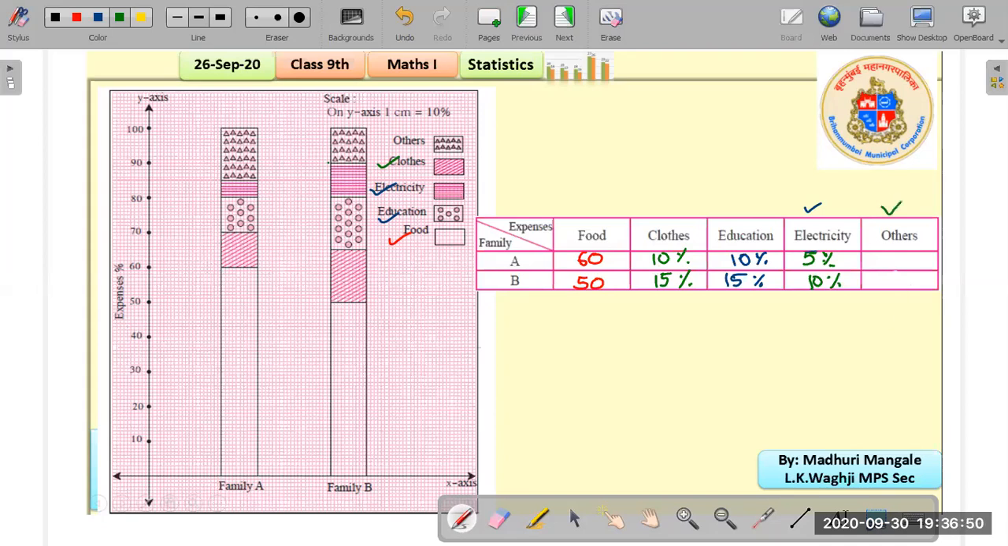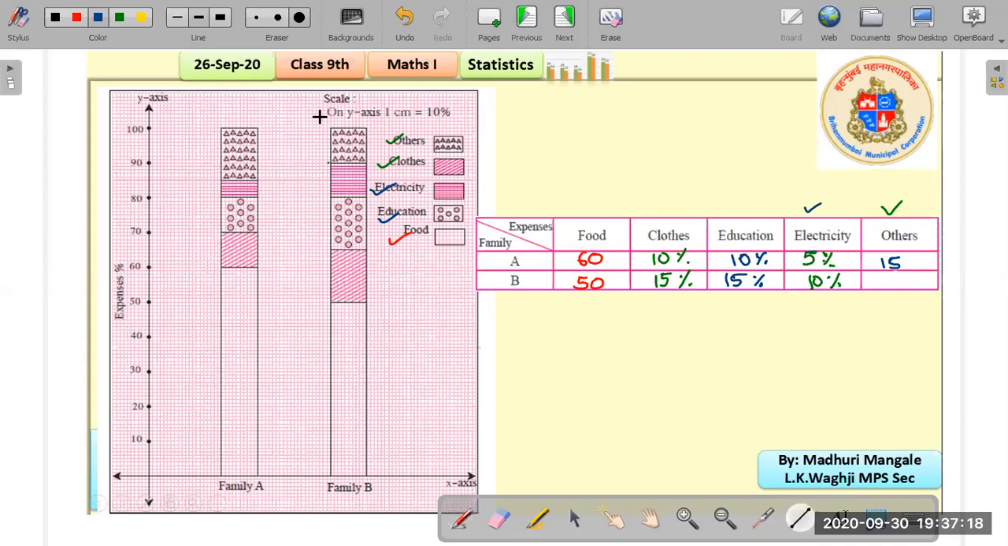And then we look at the last column, that is others. What is the pattern for others? Those are small triangles. So let us find out the height. Again, we map it. We just check from 85 to 100, that is 15%. So 15% for others for family A, and then we check the same thing for family B.